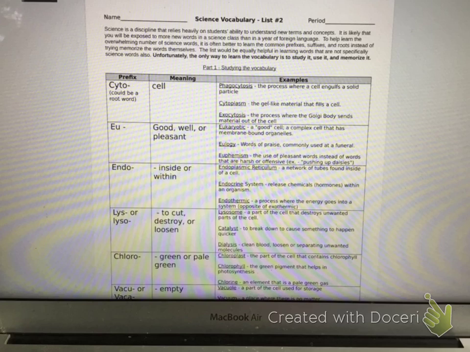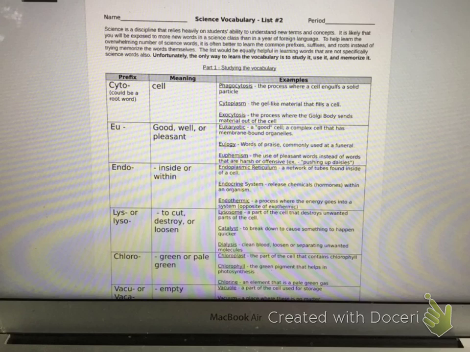I know it's cut off at the top, but unfortunately the only way to learn the vocab is to study it, use it, and memorize it. And that's what we really need you to do. How are we going to do that? We're going to practice. So you are going to have different words that I'm going to ask you to do something specific with.